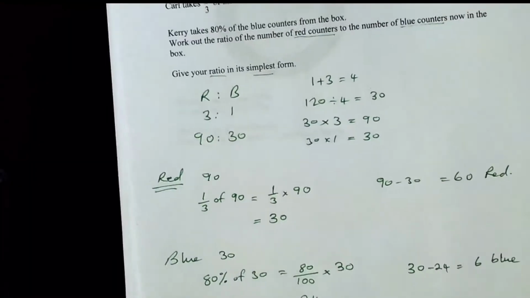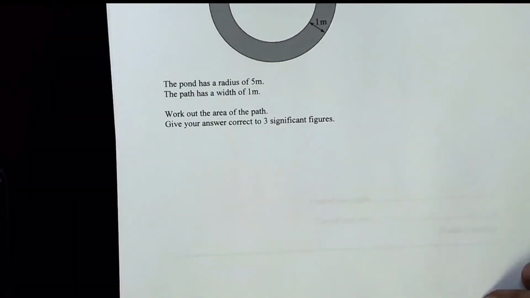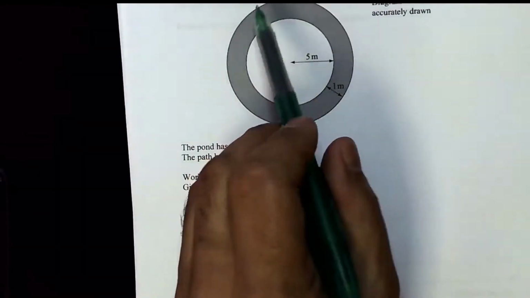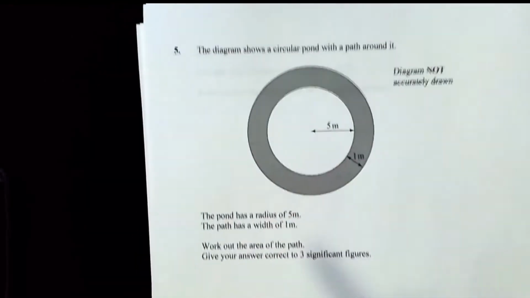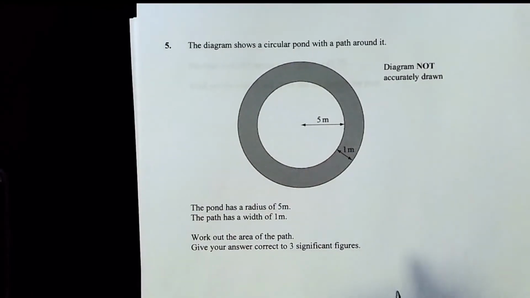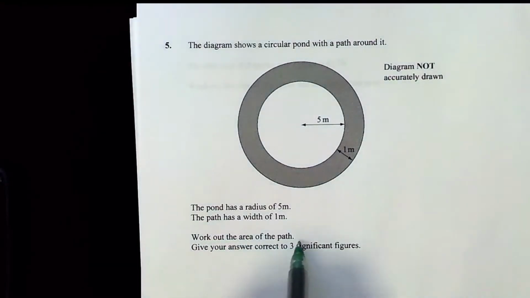That was question 4. Question 5. The diagram shows a circular pond with a path around it. The pond has a radius of 5 meters. So the pond has a radius of 5 meters. The path has a width of 1 meter. Work out the area of the path.